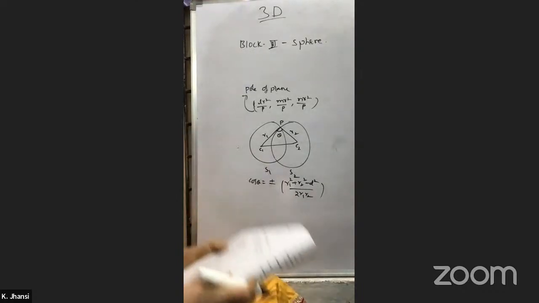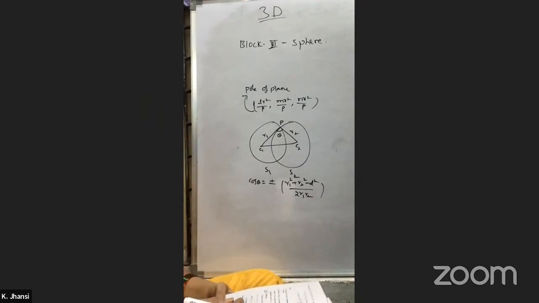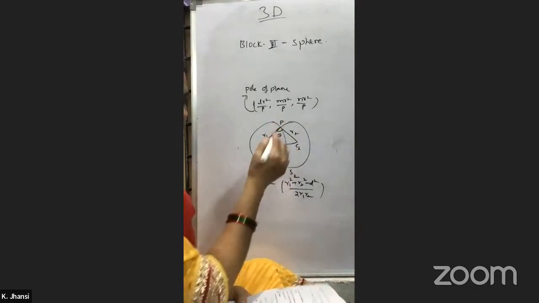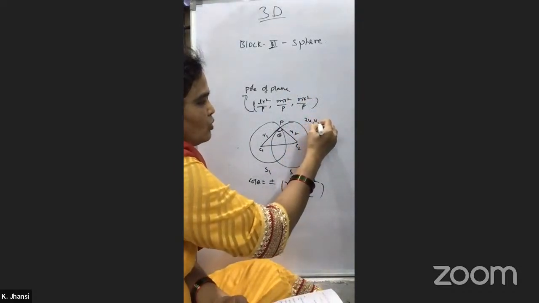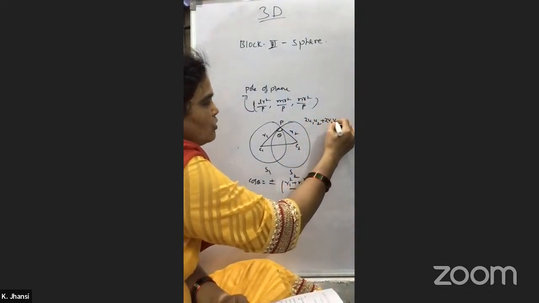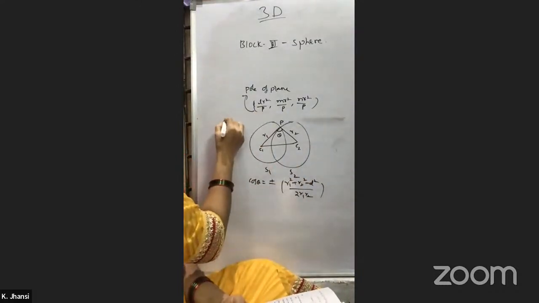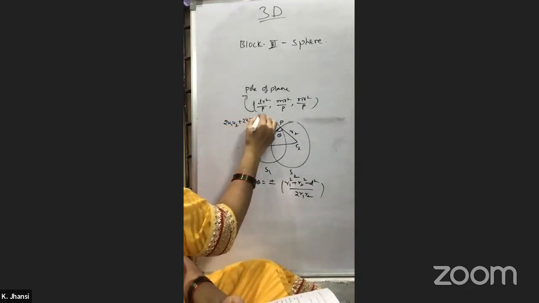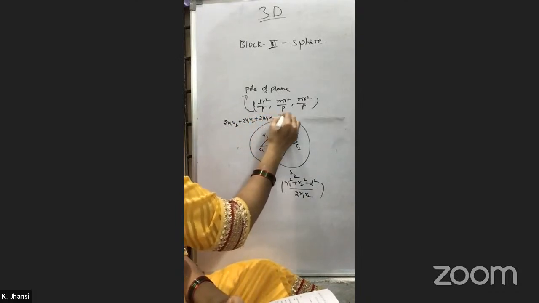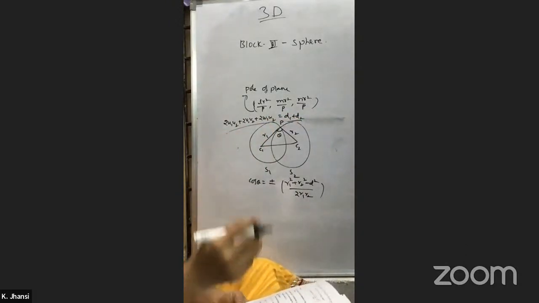Another one is the necessary and sufficient condition. This is the important one, you have it on page number 210. The necessary and sufficient condition for the 2 spheres to cut orthogonally: if they are cutting orthogonally, the condition is 2u1u2 plus 2v1v2 plus 2w1w2 is equal to d1 plus d2. This formula you have to remember.